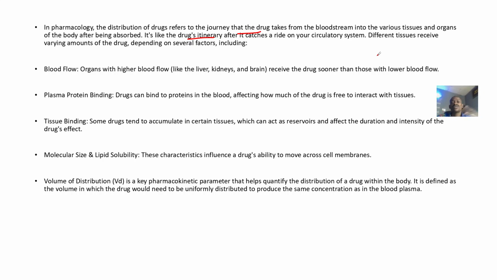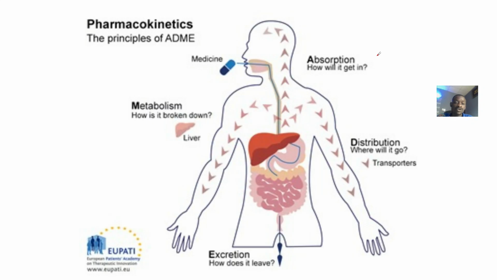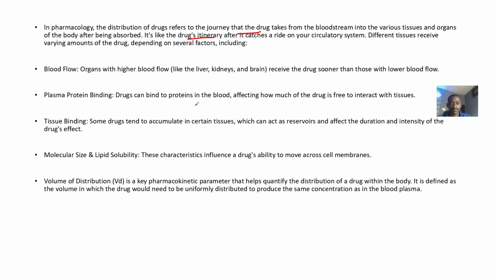So what are the factors affecting how a drug is distributed in the body? If you take these drugs, to what extent do they reach parts of the body? Right? That's what we're trying to talk about. So, blood flow. Organs with higher blood flow, like the liver, kidneys, and brain, of course, receive drugs sooner than those with lower blood flow.